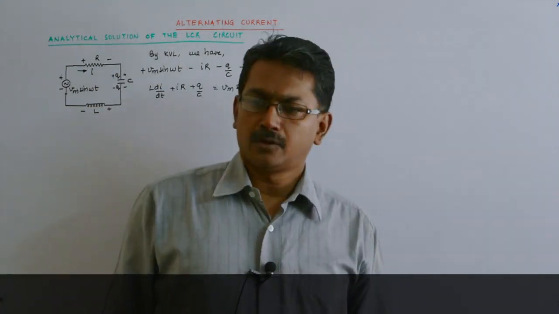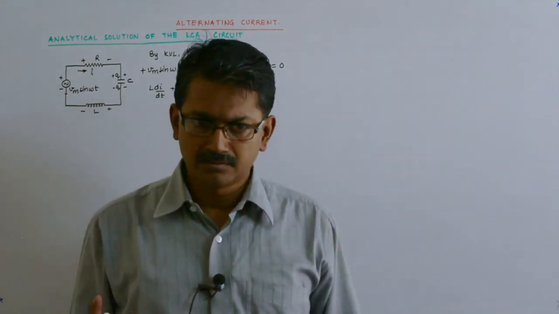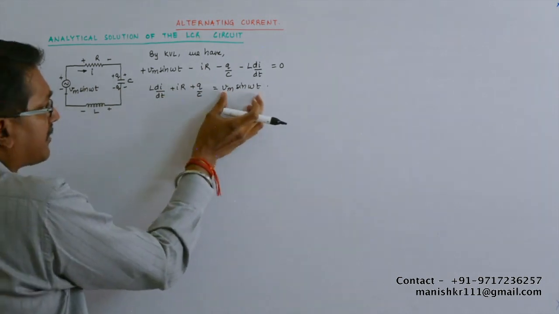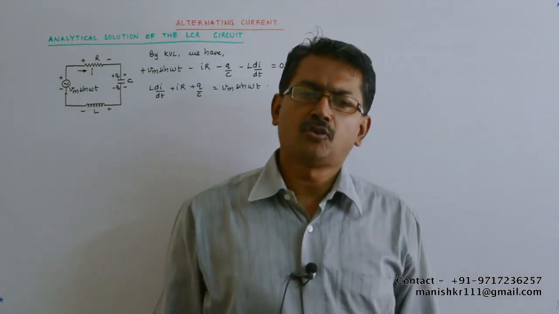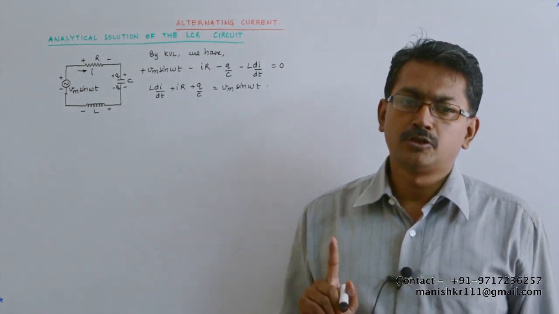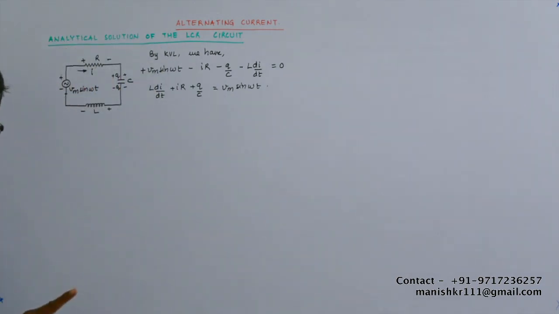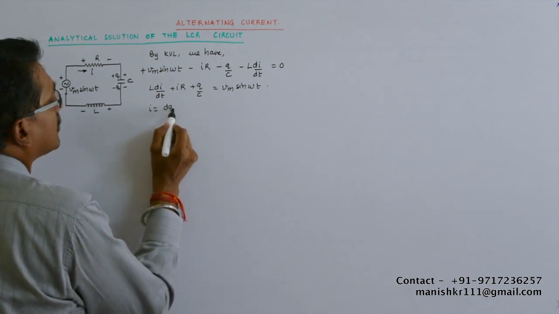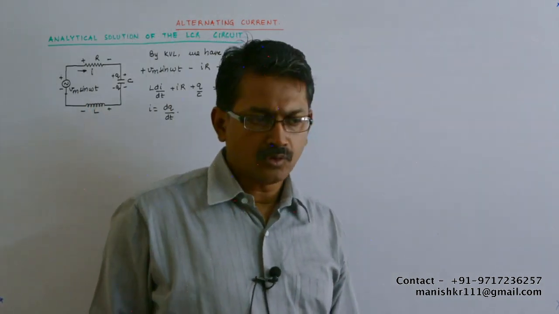Now I have to find out the current, correct? I have to find out this I. That is what we are supposed to do. This is given and I is supposed to be found out. Now there is a trouble. This involves I as well as Q. Fine? The solution will come only when you express it in terms of one and only one variable. Now for that, I know that I is equal to dq upon dt.